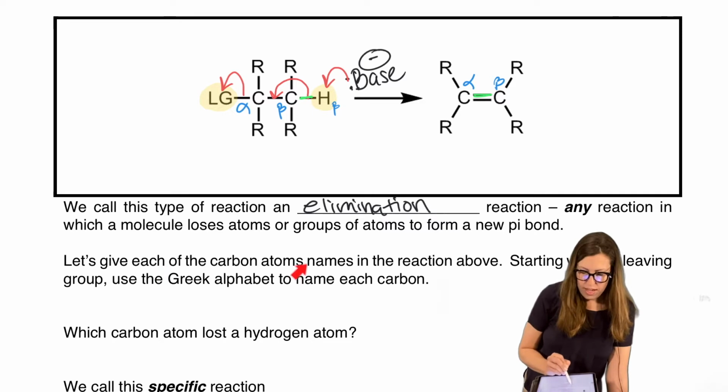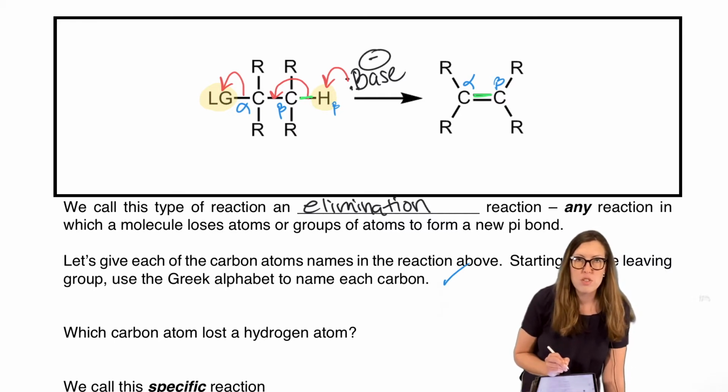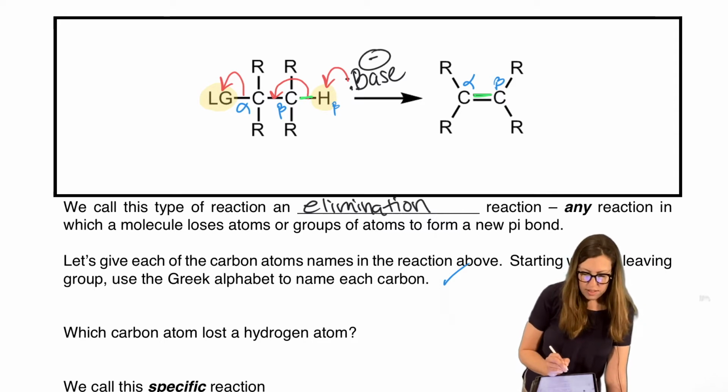Okay, so I named these for you, the carbon atoms with the leaving group. We use the Greek alphabet to name each carbon. So that's our alpha carbon and that's our beta carbon. So we took care of that. And we'll be using that terminology frequently to label them and refer to them. The carbon that lost the hydrogen atom, that's always going to be your beta carbon.